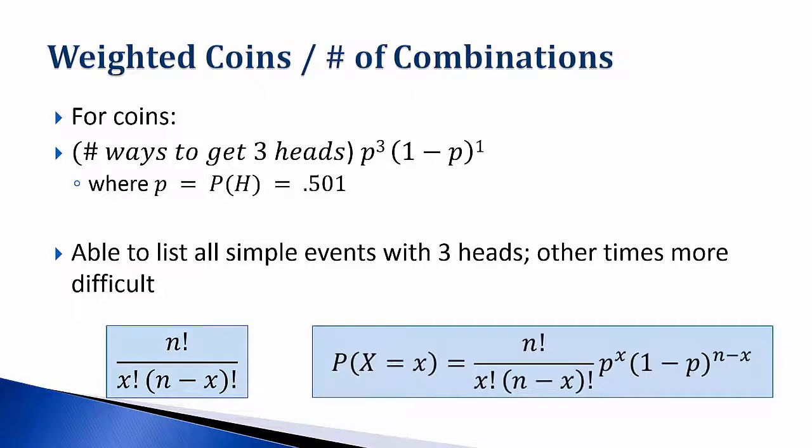Then here is the general form of the binomial equation for x successes out of n trials. Breaking it down, it's the number of combinations, that's the fraction with the factorials, times success probability to the number of successes, so p to the x, times failure probability to the number of failures, or 1 minus p to the n minus x.